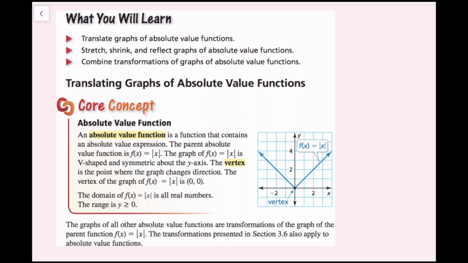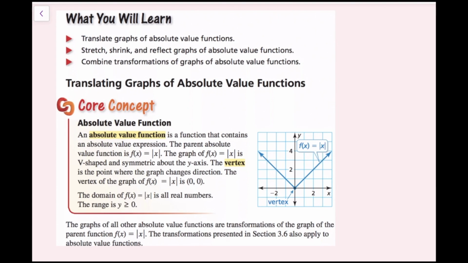So we're going to be learning about absolute value functions today. We're going to be translating graphs of absolute value functions, stretching, shrinking, and reflecting absolute value functions, and combining transformations of graphs of absolute value functions. An absolute value function is a function that contains an absolute value expression.